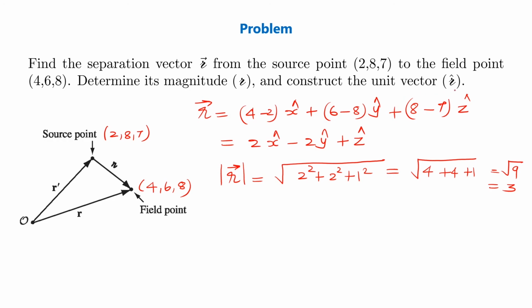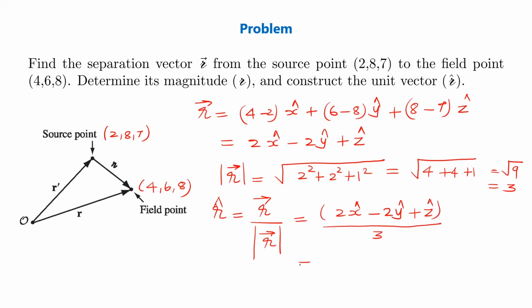Construct the unit vector script r hat. So script r hat is vector script r divided by the modulus of vector script r. So this is 2 x hat minus 2 y hat plus z hat divided by 3. So this is 2 by 3 x hat minus 2 by 3 y hat plus 1 by 3 z hat.